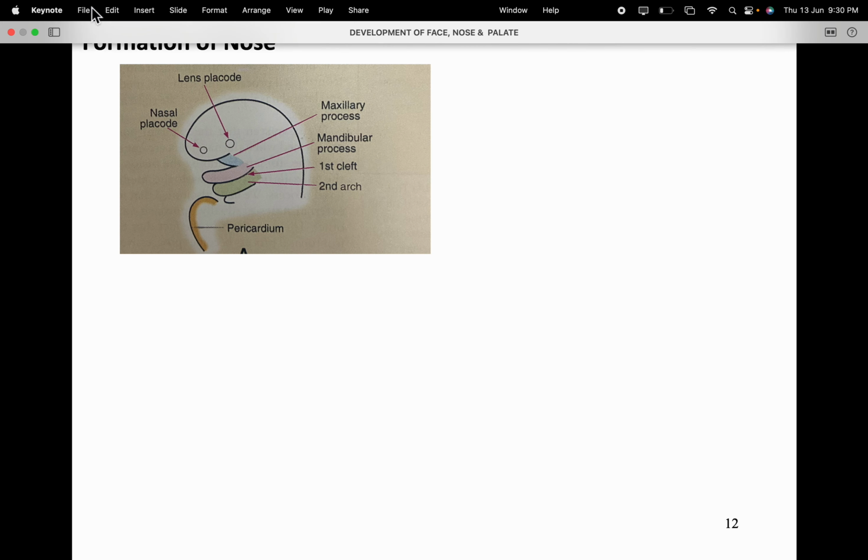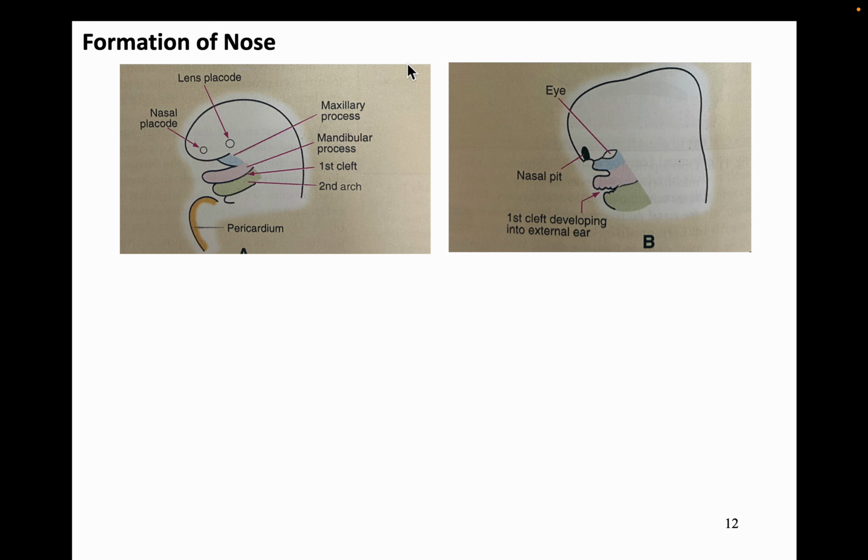So you can see the diagram in which the maxillary process and mandibular processes of the first arch are visible, then lens placode and nasal placode. From our lecture on development of the face, we know how the nasal pit is formed, which is communicating with the stomatodeum. You can see this in the diagram. So this is the developing eye.